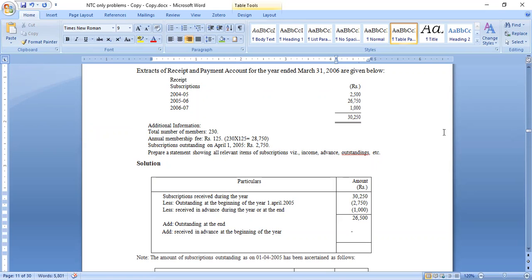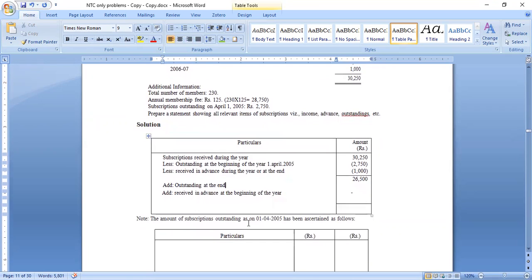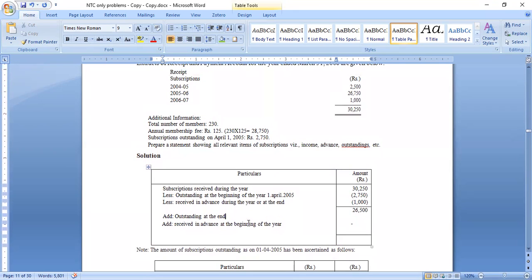So finally, outstanding at the end. So what is the amount outstanding at the end? If we observe, the annual membership fee is 28,750. Out of 28,750, we received 26,750. So still 2,000 yet to receive. Yet to receive, in the sense, it is an outstanding amount for the current year.